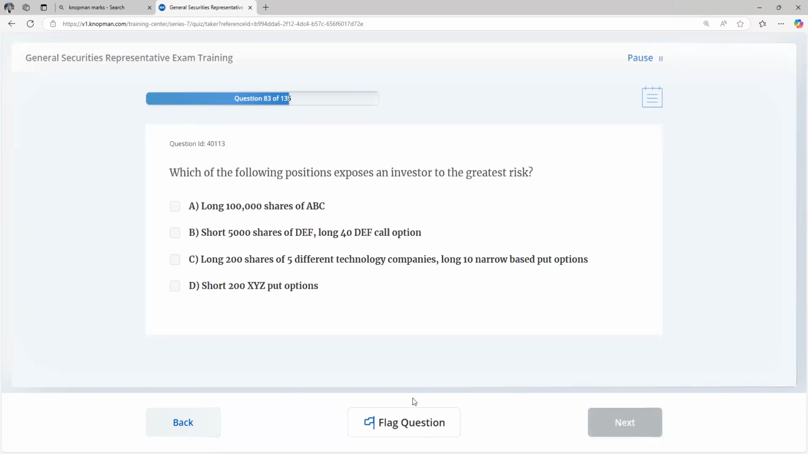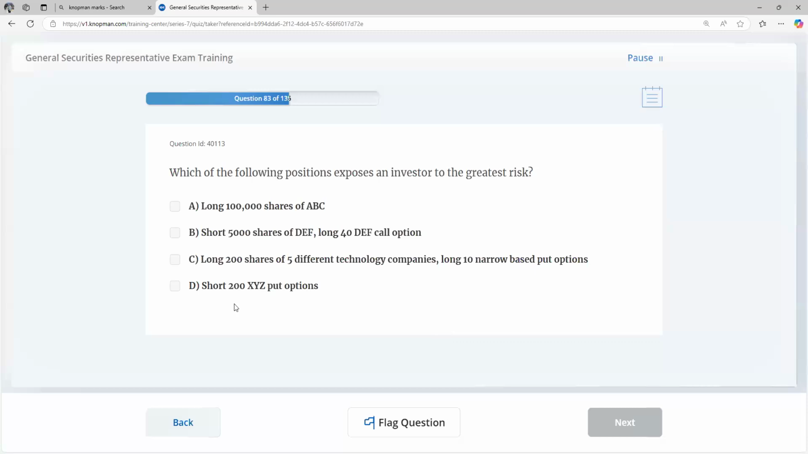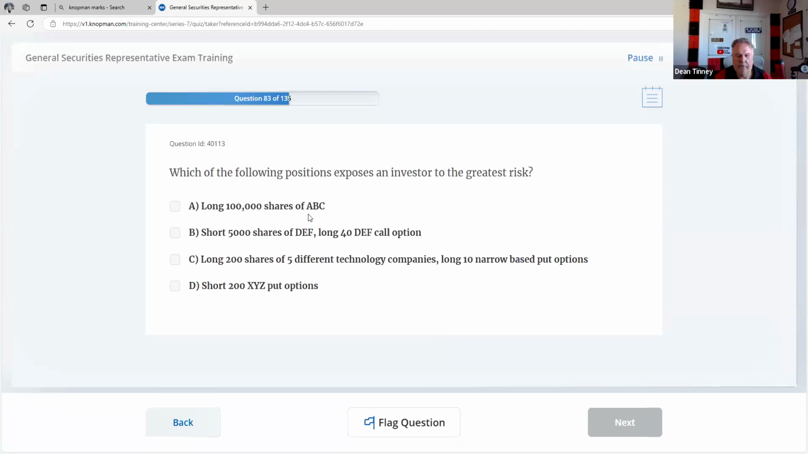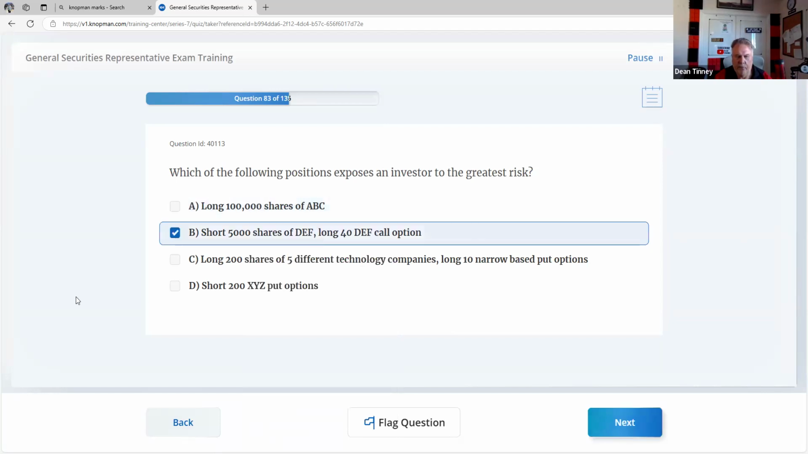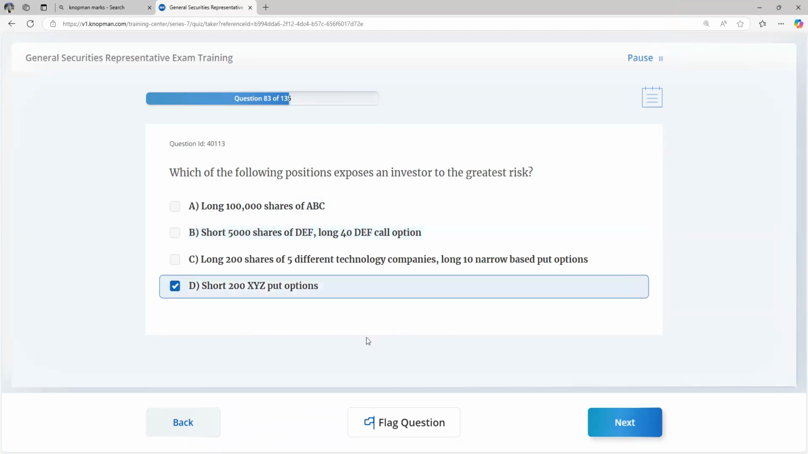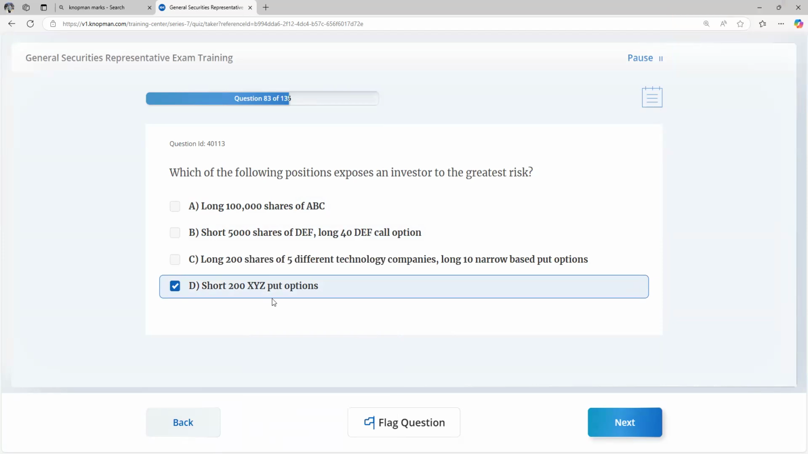Which of the following exposes the customer to the greatest risk? I like this one. Shorting a put. Long 100,000 shares of ABC. They don't give us the price. Short 5,000 shares of DEF. Long a 40 DEF call. Long 200 shares of 5 long puts. Short a put. I'm going to say B because I need, what do I need? 50 call contracts. One isn't going to get it done. All right, just flag it. I kind of spoke on impulse.